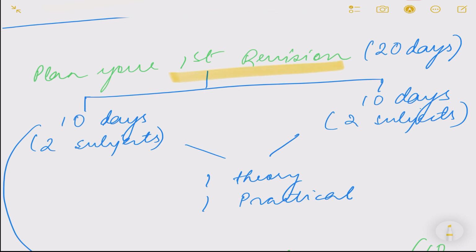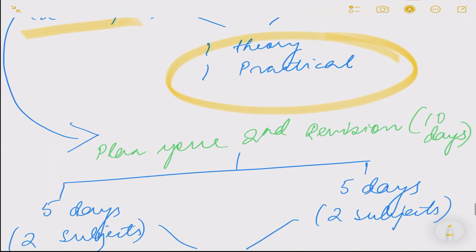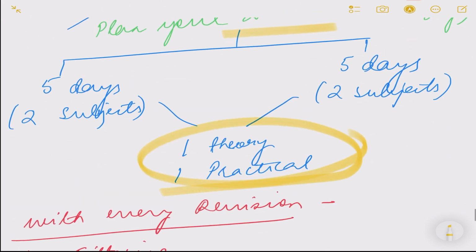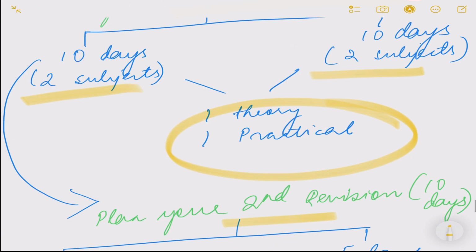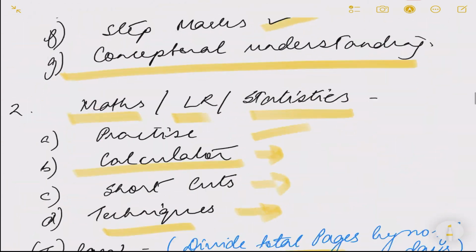Once you're done with the entire course once, your first revision will start. If you are doing it for 20 days, 10 days, 2 subjects each, 1 theory and 1 practical is the best combination ever. Then once you are done with the 20 days revision, plan your second revision, and you are just through your preparation. I'm sure if you do it like this, you will be able to score good marks.